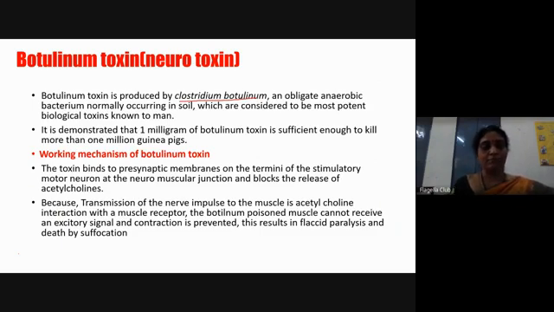And coming to the working mechanism, the toxin binds to presynaptic membranes on the terminals of the stimulatory motor neuron at the neuromuscular junction and blocks the release of acetylcholine. Because transmission of the nerve impulse to the muscle is by acetylcholine interaction with the muscle receptor, the botulism poisoned muscle cannot receive any excitatory signal and contraction is prevented. This results in flaccid paralysis and death by suffocation.